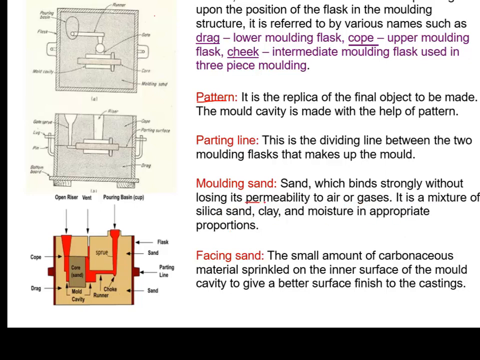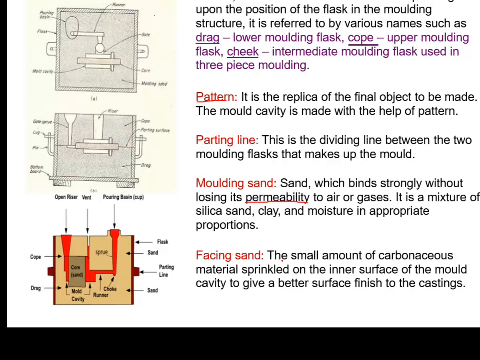What is permeability? Permeability is the characteristic of the molding sand by virtue of which the material permits air and gases to escape through the sand. If the permeability is higher, air can come inside the mold, and gases can go outside from the mold. So the permeability must be sufficient.